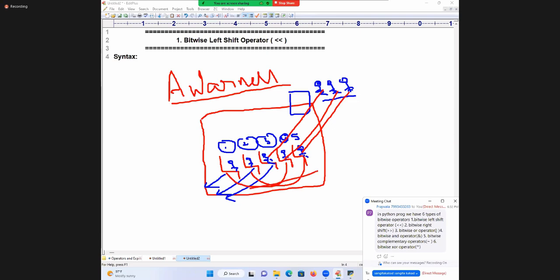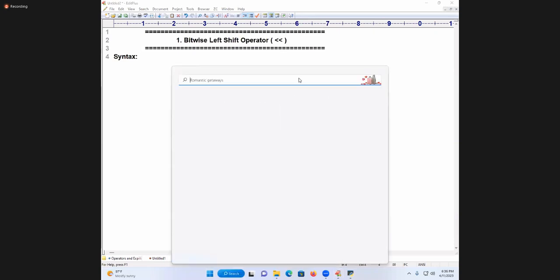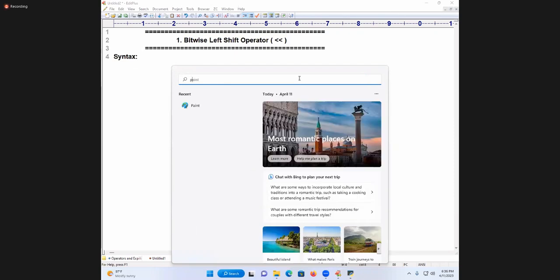What is this process called? Shifting left side. Applications where we can use this will come very shortly in further classes. So today I am telling about the bitwise left shift operator functionality, students. Let me go to a very serious example. Try to follow carefully here.